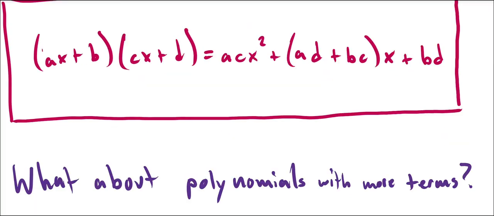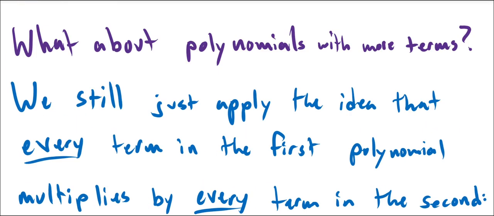So what about multiplying polynomials with more terms? We looked at a lot of binomial multiplication, two terms times two terms. But what do we do if there's more terms in each polynomial? How do we handle that? Well, we're still going to just use this idea. We don't have FOILing anymore. The acronym doesn't hold. There's more than four terms. But we're still going to just apply the idea that every term in the first polynomial needs to multiply by every term in the second.